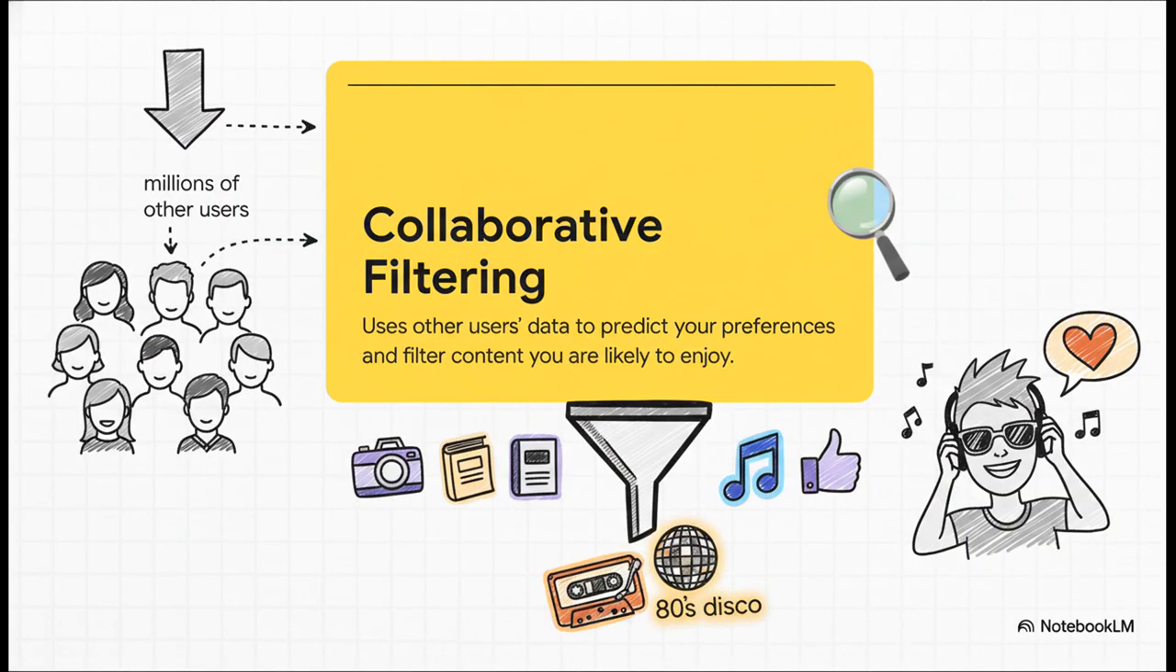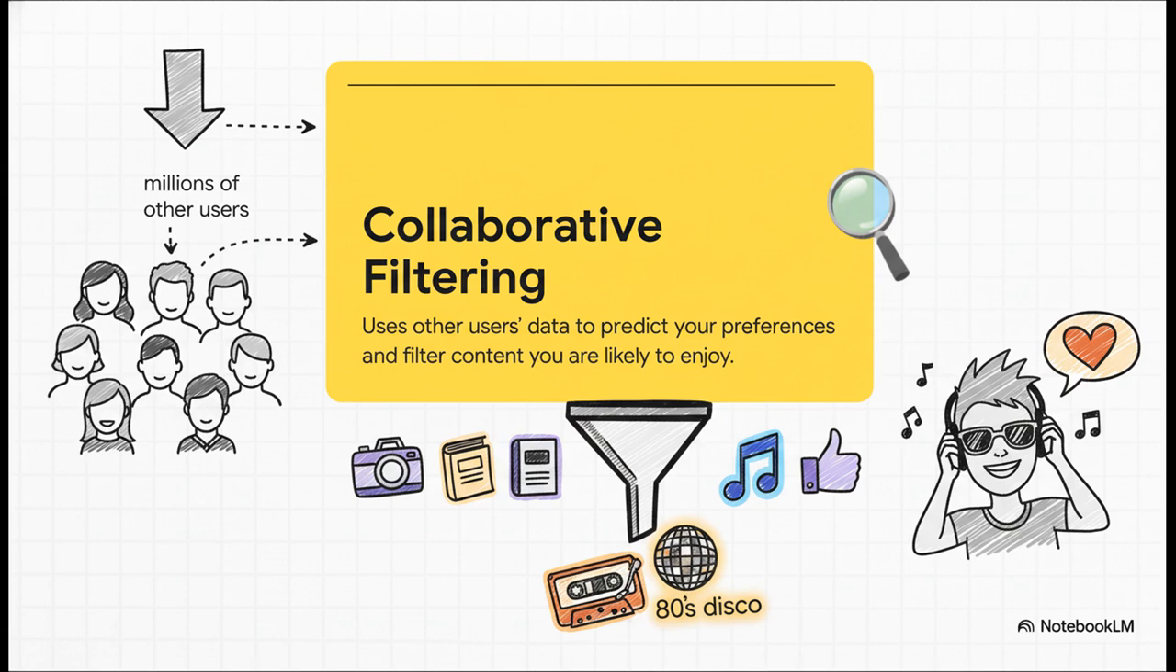So what exactly is collaborative filtering? Well, it's kind of what it sounds like. It uses the collaborative data, the behavior, from millions of other users to filter the world of content down to just the stuff you'll probably love. Let's walk through an example.